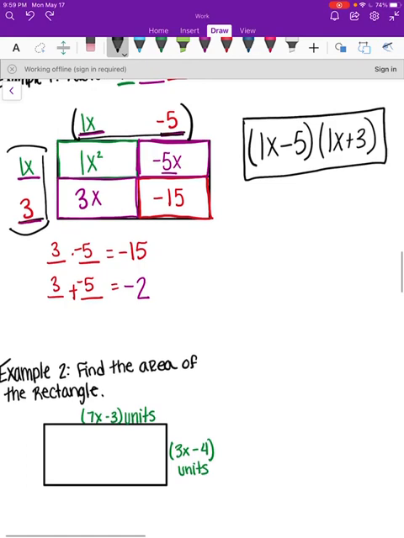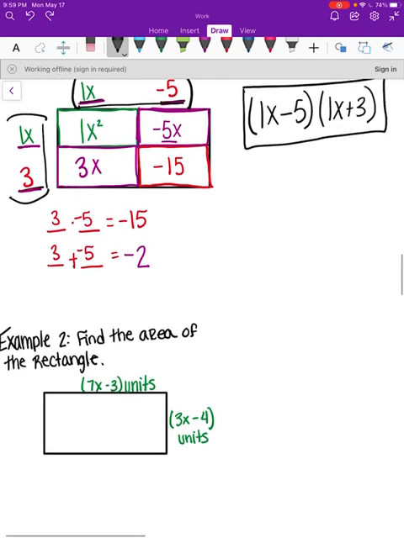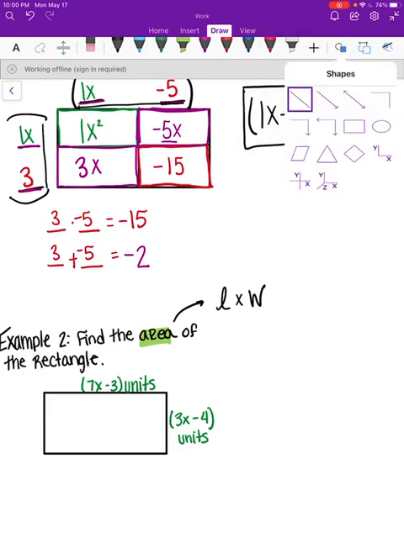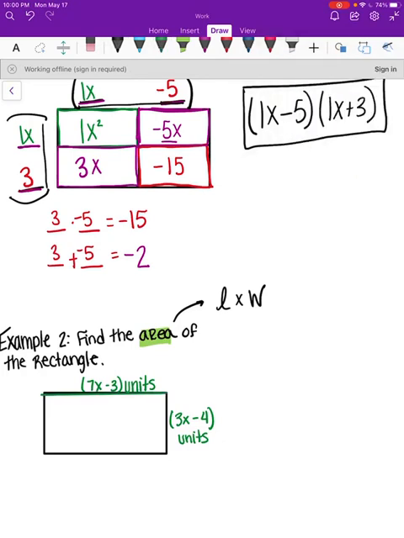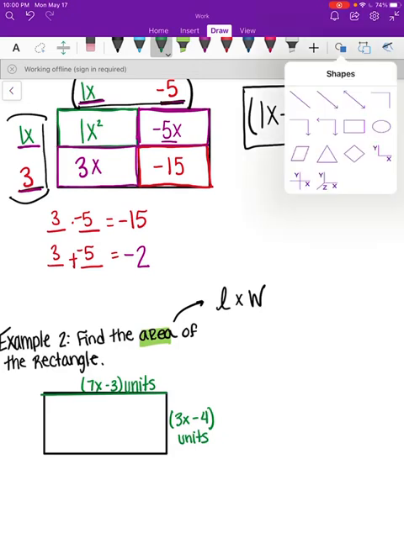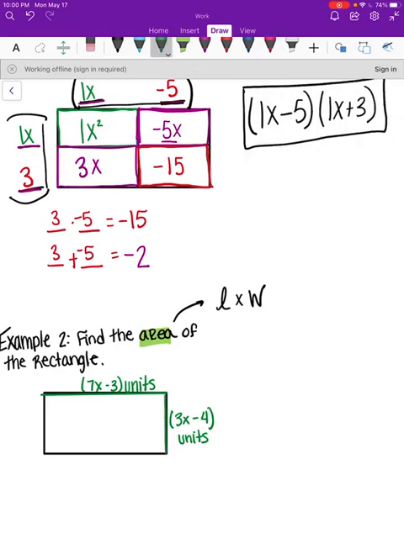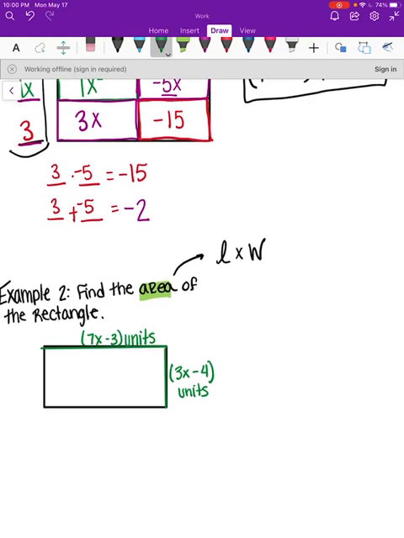Okay, example number 2 is find the area of the rectangle. So remember, area, before I even do anything, area is length times width. So my length is this one up here, 7x minus 3, and then my width is 3x minus 4. So I'm going to multiply those together. So it's down here, 7x minus 3 and 3x minus 4.